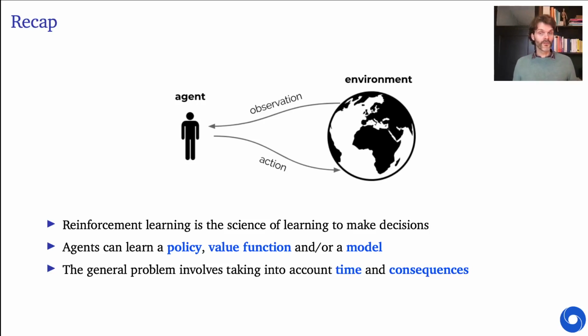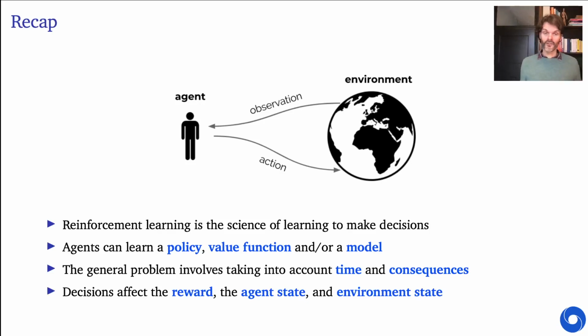The general problem involves taking into account time and consequences, because the action influences the immediate reward, but also potentially the agent's state and also potentially the environment state, which means that certain actions might have very long-term consequences. In addition, these consequences might not be immediately obvious. For instance, an action might change some internal state variable in the environment, and it might not be immediately observable what that means or what that matters, but it might influence later observations or rewards.